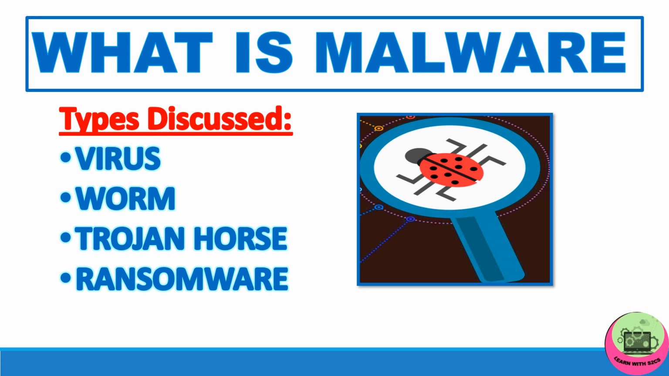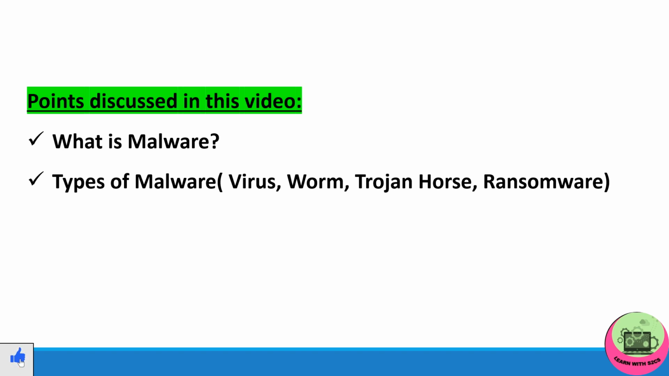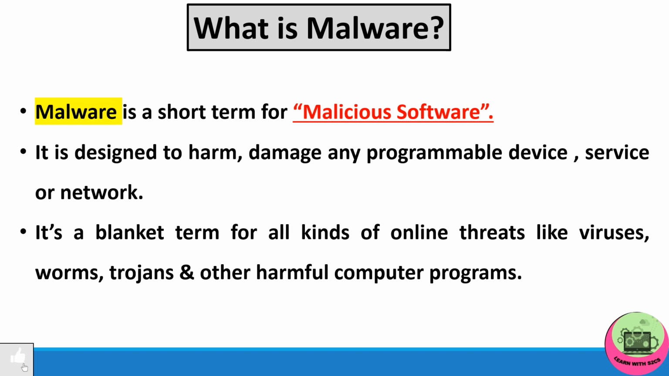So let's start. So what all points are we going to see today? What is malware and types of malware? So first we will see what is malware. Malware is a short term for malicious software. So what do you mean by malicious? Malicious means the one that can cause you harm or damage. So it is designed to harm or damage any programmable device, service or network. It's a blanket term. Blanket terms, under one head, it covers everything. So here malware covers viruses, worms, Trojans and many other harmful computer programs like spyware, ransomware.